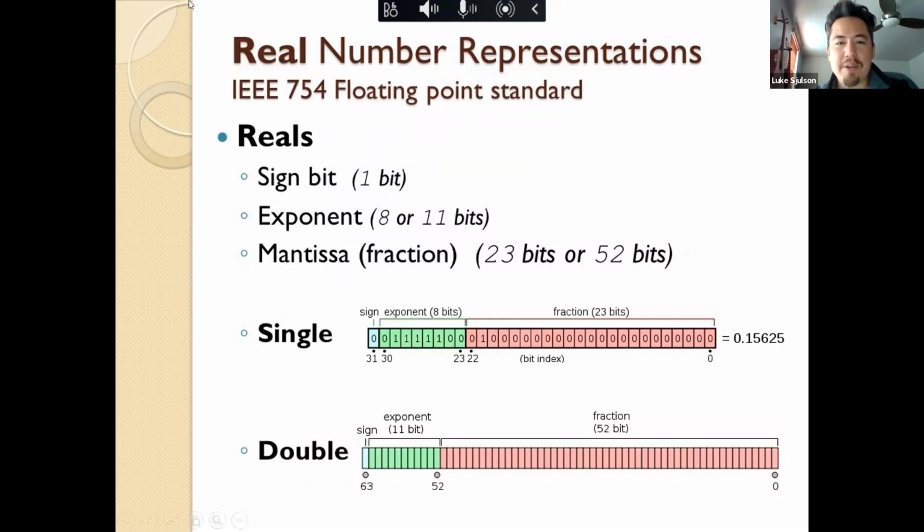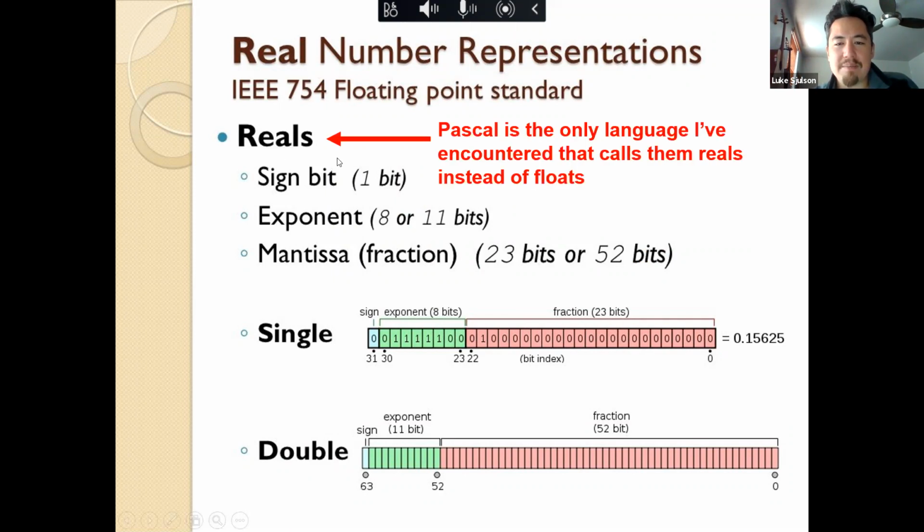Anyway, so here they talk about real number representations. Some languages call them reals. I just call them floats. The only language I've ever really encountered that calls them reals is Pascal, which, whatever. We're not going to talk too much about that. But instead of here, where you have just the 8 bits that encode the number and then the sign, for floats there are no unsigned floats. You have one bit for sign, then you encode the exponent, and then the actual number, like the significant figures, sig figs, remember from high school. Same sort of thing here. So a single is 32 bits, and a double is 64 bits.